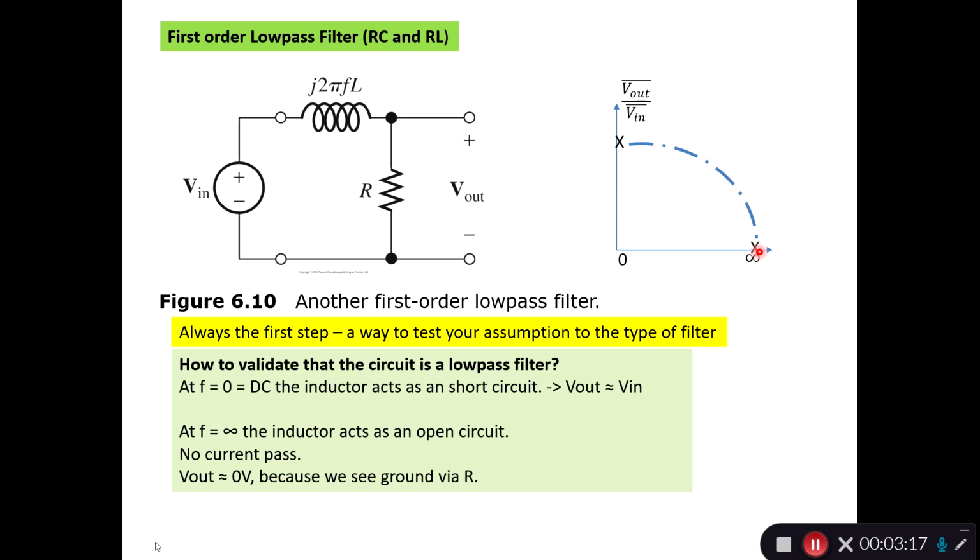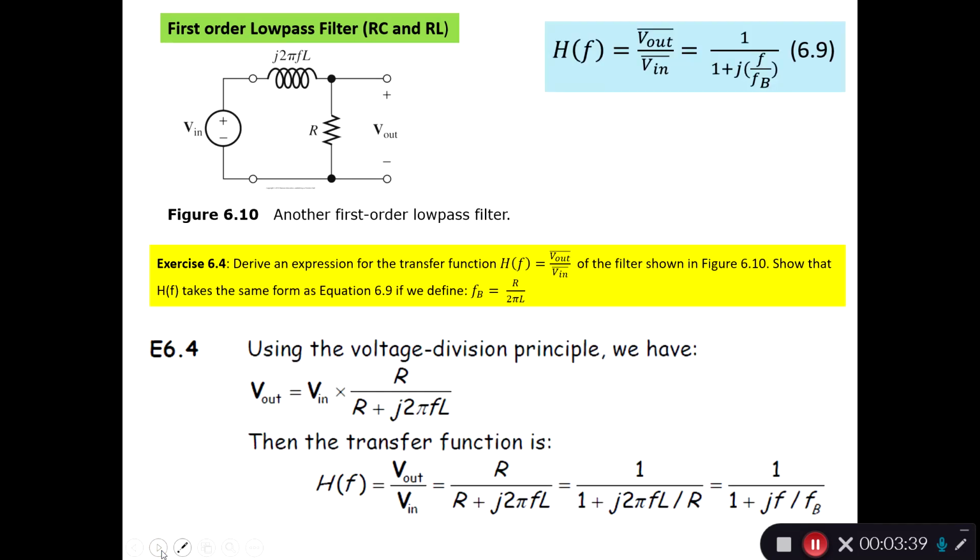So now we have these two points, and then we approximate, okay, the graph will most likely go like this. So this definitely looks like a low pass filter. Now we have verified our assumption that this is a low pass filter. Then we can continue solving the task.